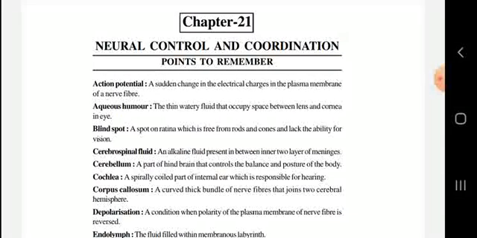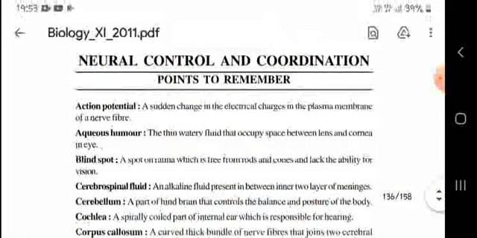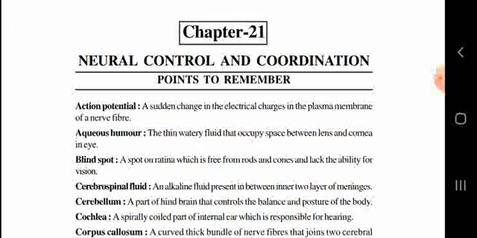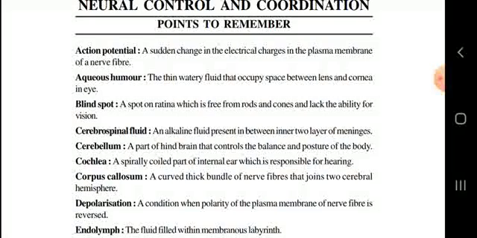Action potential. What is action potential? It is a sudden change in the electric charge of the plasma membrane of a nerve fiber. And aqueous humor: the thin watery fluid that occupies the space between the lens and cornea in the eye is the aqueous humor. I will show you the eye if you want.